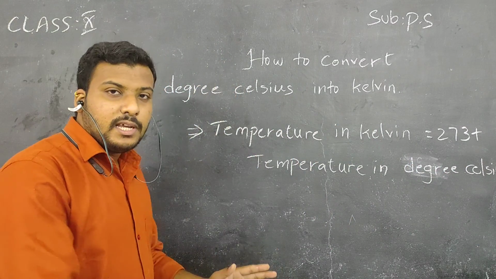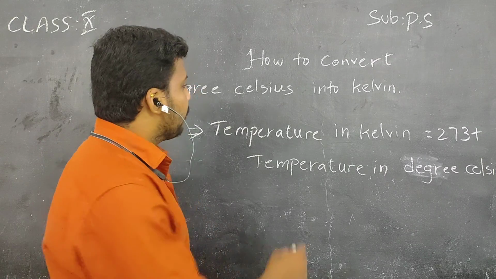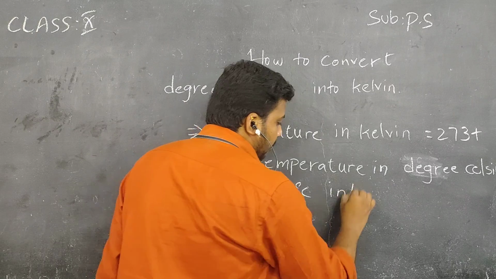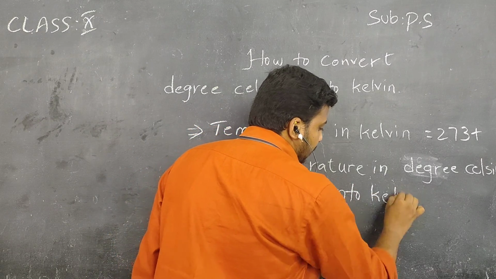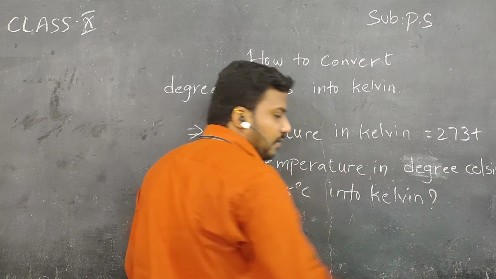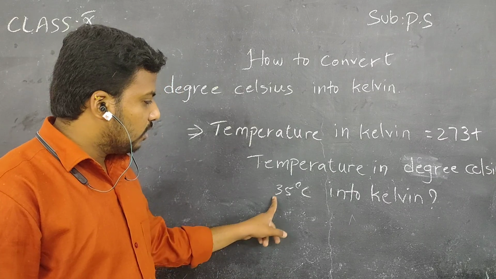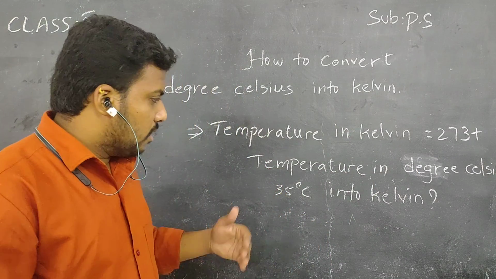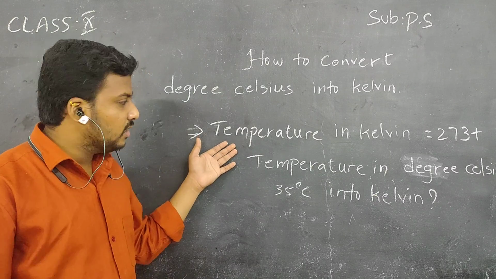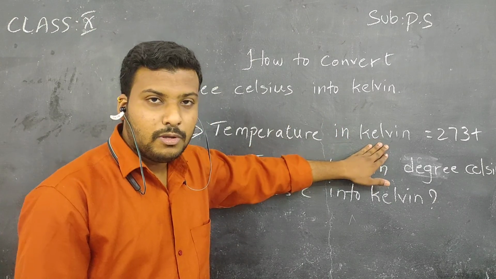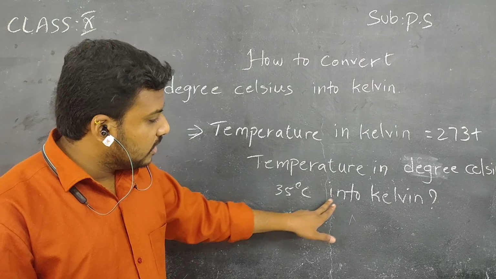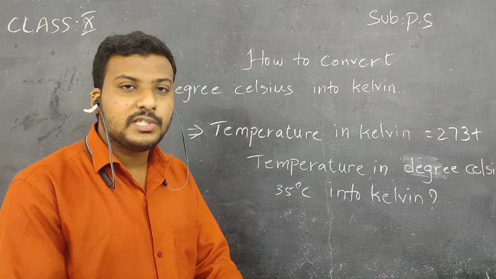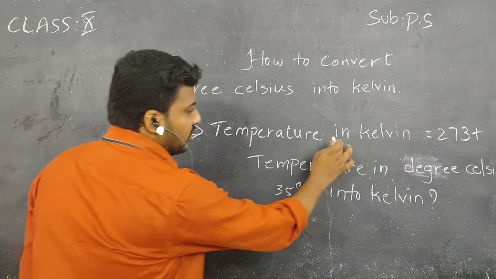Right now, I ask you to convert 35 degrees Celsius into Kelvin. This is the question they give in the public exam. Convert 35 degrees Celsius into Kelvin. How are you going to convert? See this representation, temperature in Kelvin. You want to convert degrees Celsius into Kelvin, no? Kelvin is also a temperature. It's just a unit.